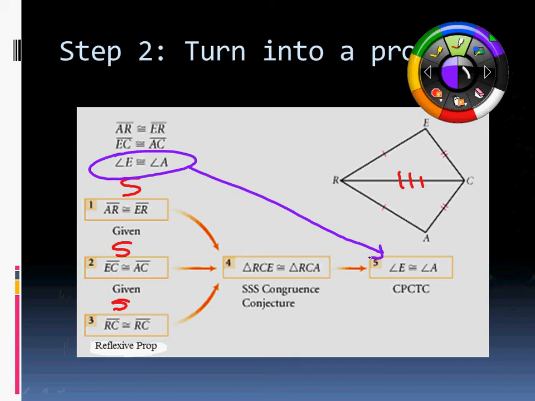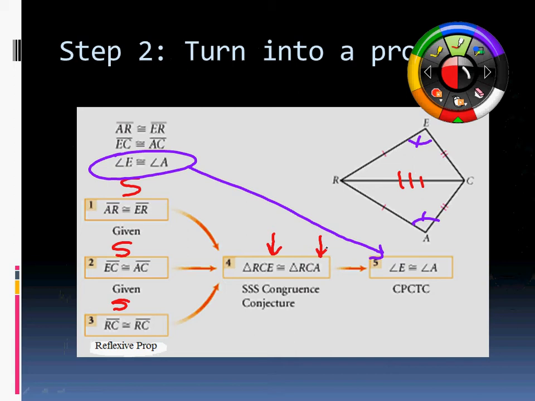The reason I can make the step from the triangles being congruent to those angles is because corresponding parts of congruent triangles are congruent. When you have congruent triangles, you have 6 pairs of things that are congruent. In particular, one of them is that angle E on the top has to be congruent to angle A here. I can see that because right over here in my congruence statement, I have E and A in the third spot, so I know that those two things are congruent to each other.